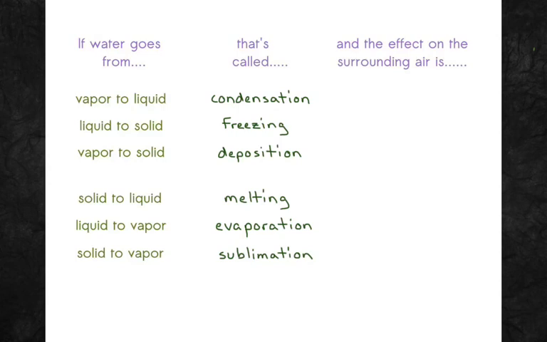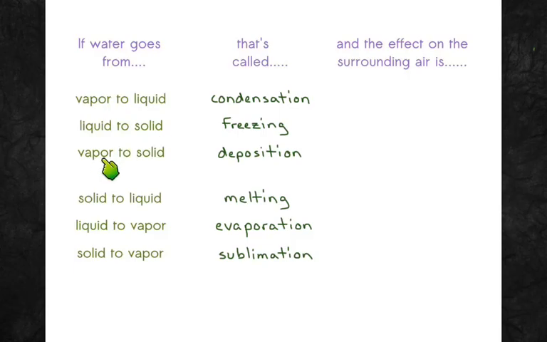Okay, what about the effects of these phase changes on the surroundings? Well, if you look at the top half of the table here, these are all phase changes that are going from less constrained, higher energy states, like vapor, to more constrained, lower energy states, like liquid. Same thing with the second one. We've got liquid, and that goes to solid. Well, solid is even lower energy, so we went from the higher energy state of liquid into the lower energy state of solid.